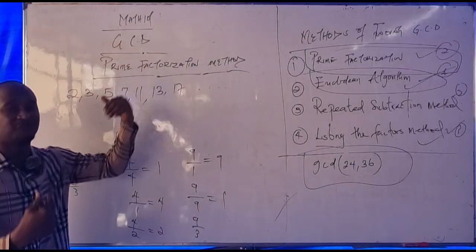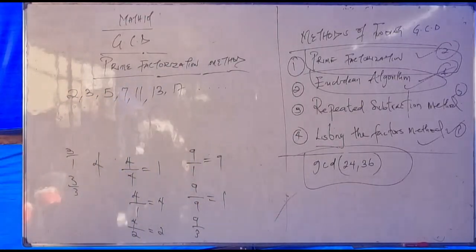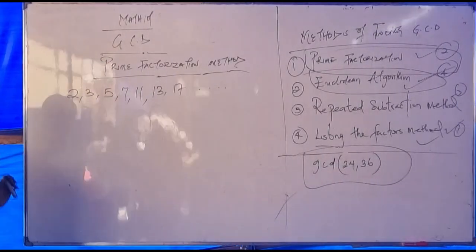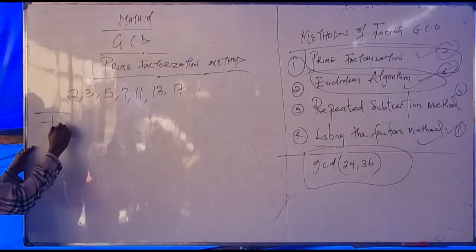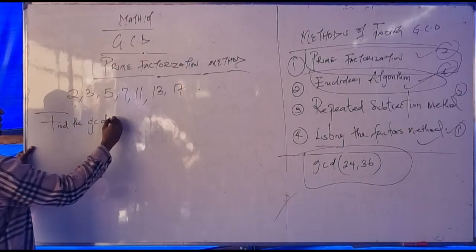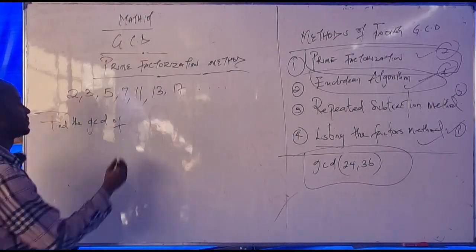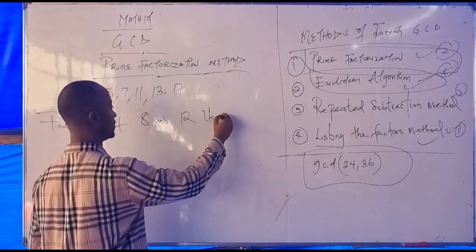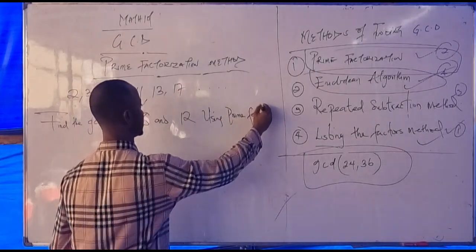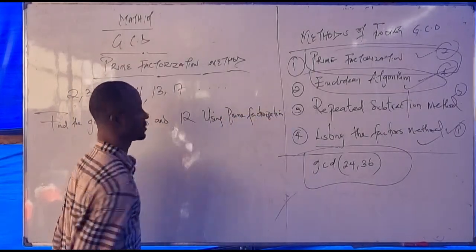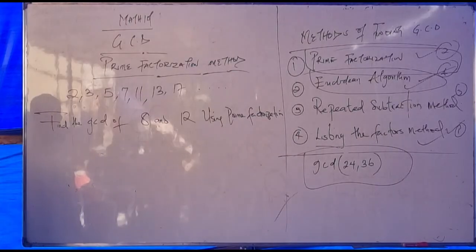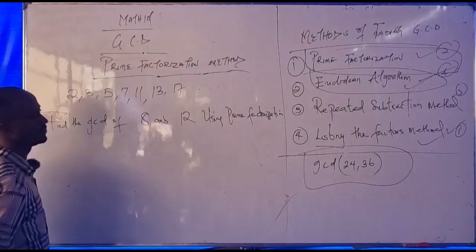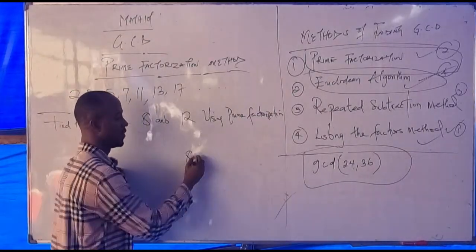Now let's see what we call the prime factorization method. For example, if you find the GCD of, let's say, 8 and 12 using the prime factorization method, what do we do here? I'll bring out the prime factors of 8. Let me show you how we can do this. If I have 8 here, what can divide 8?